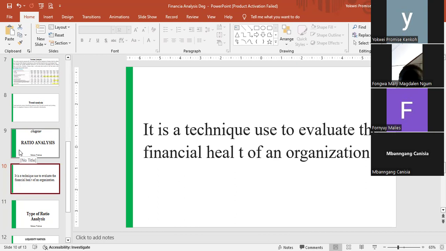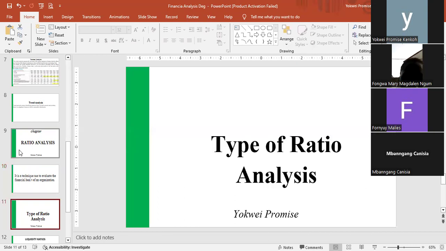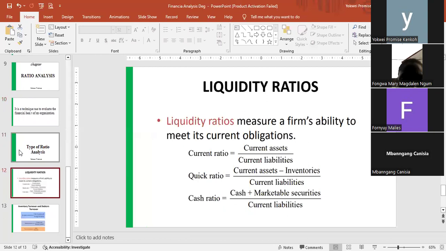All right, so we'll be looking at them one after the other. The first one, types of ratio analysis: we have the liquidity ratio. It measures the firm's ability to meet its current obligations. We have several categories of liquidity ratio, and we are going to look at the main three, the first being the current ratio.